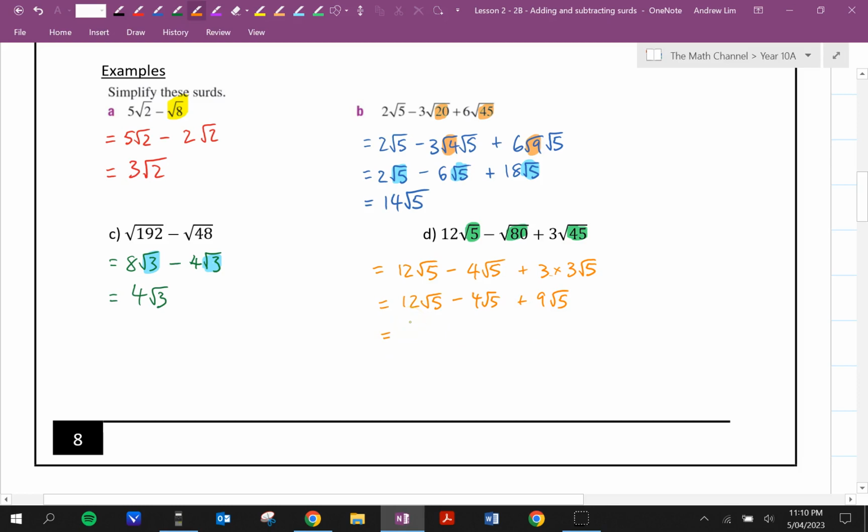So we've done it. We've got our like terms. They're all in terms of root 5. 12 minus 4 is 8 plus 9 is 17. So the answer is 17 root 5.